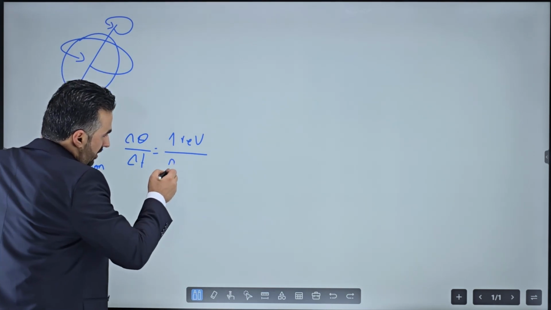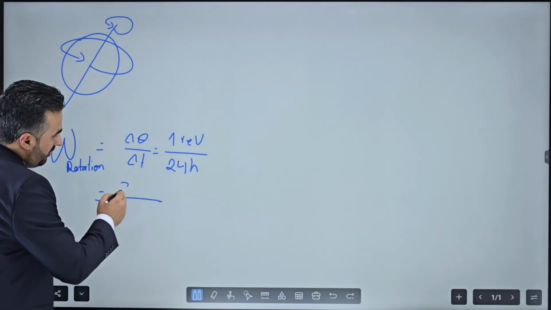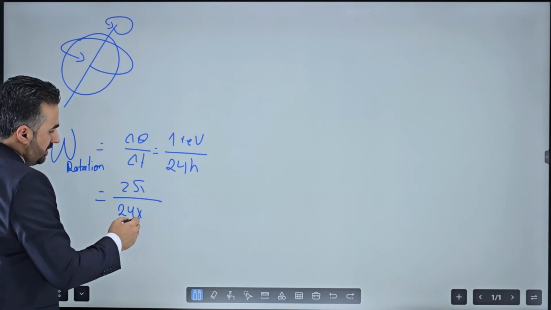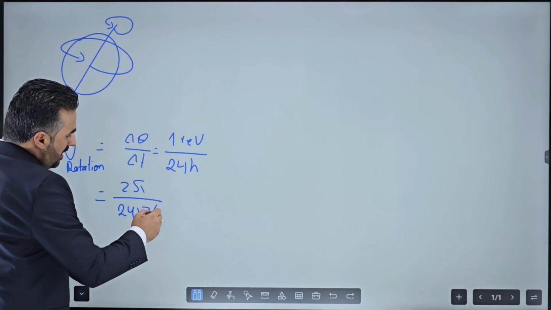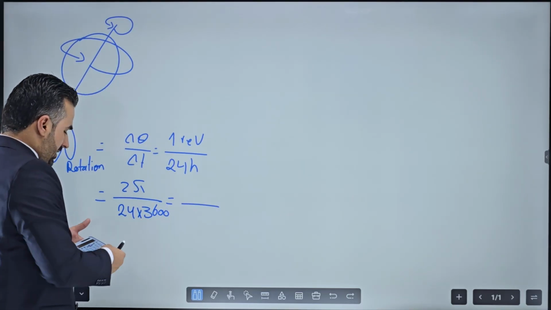That is, remember, 24 hours. Now, once again, 1 rev is equal to 2 pi, over 24 hours, and we convert that to seconds. How do you do that? Every hour is 3,600 seconds. Once you do the math, of course, you'll get the answer.